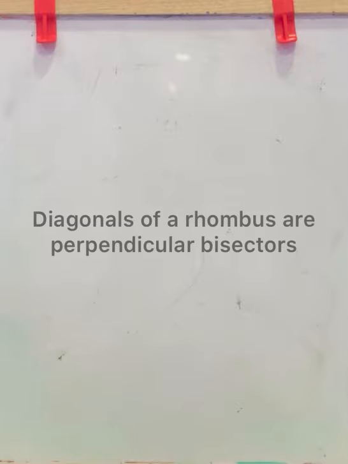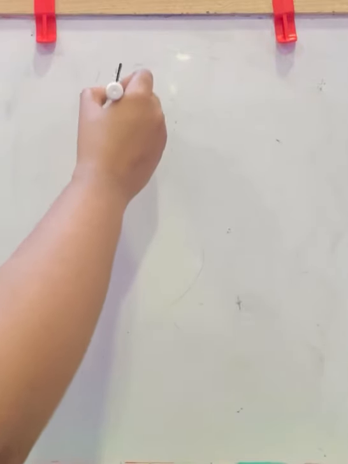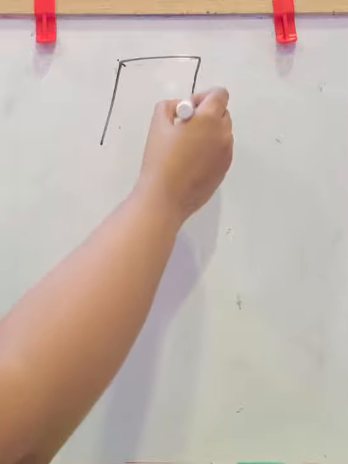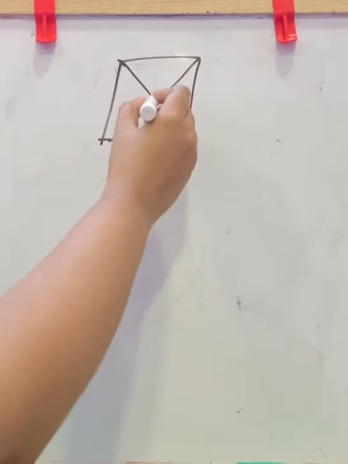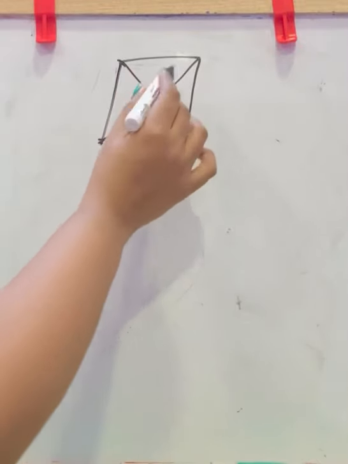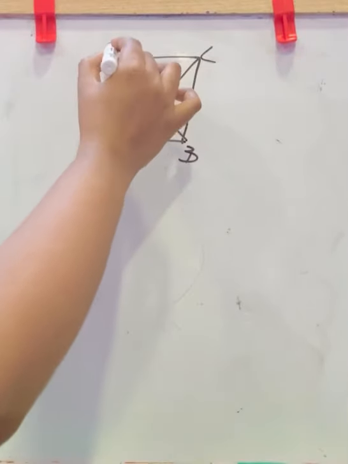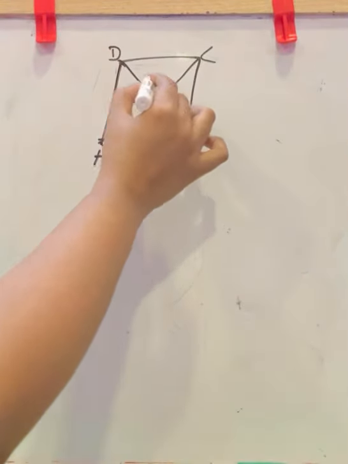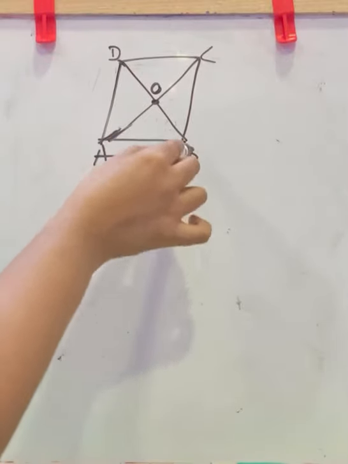Now next property, let us prove the property. Diagonals of a rhombus are perpendicular bisectors of one another. I told you before. Perpendicular bisector means here all should be 90 degree. Now let us prove it. Let us name this first. Let this intersecting point be O. In a rhombus ABCD, we have diagonals AC and BD.